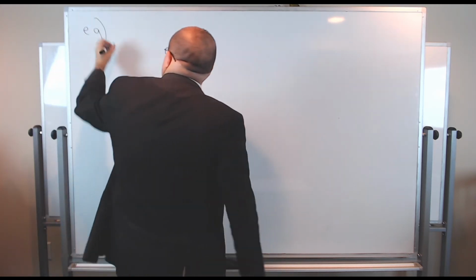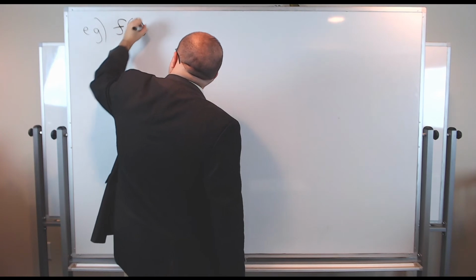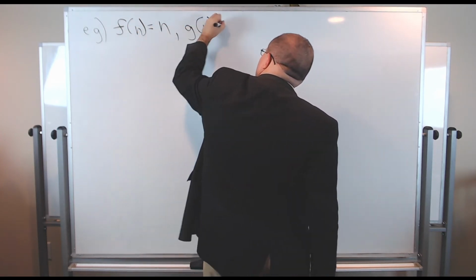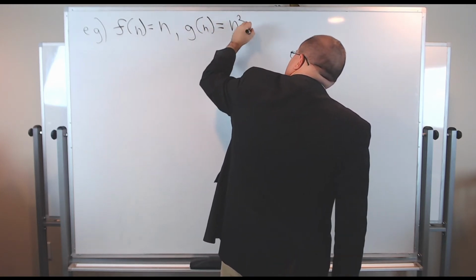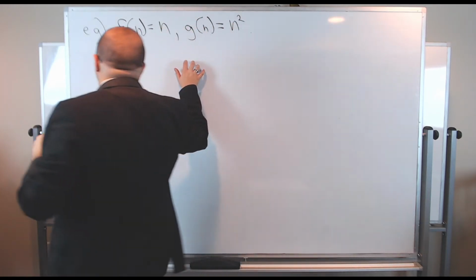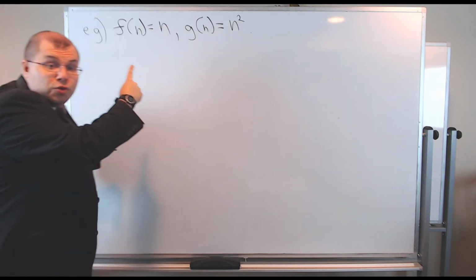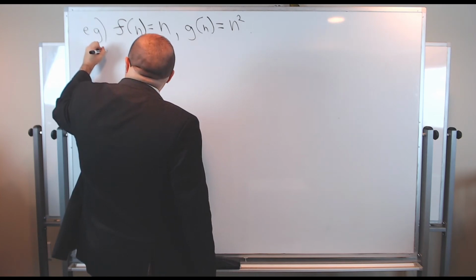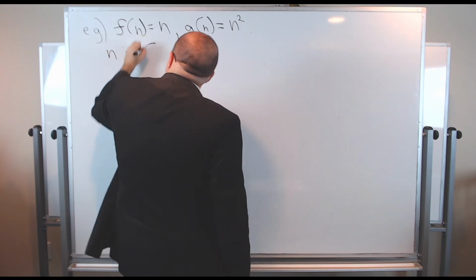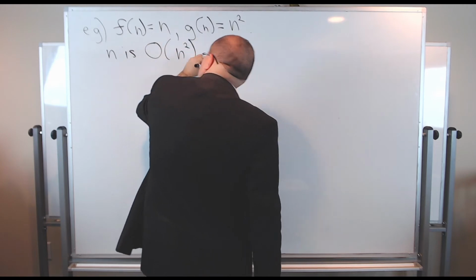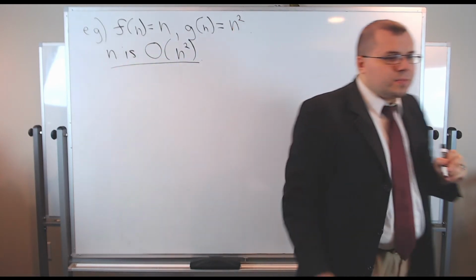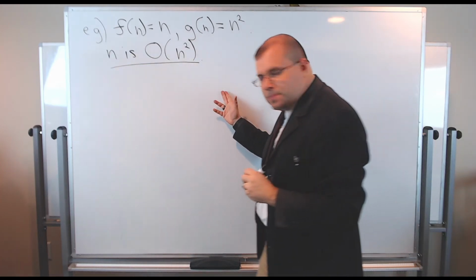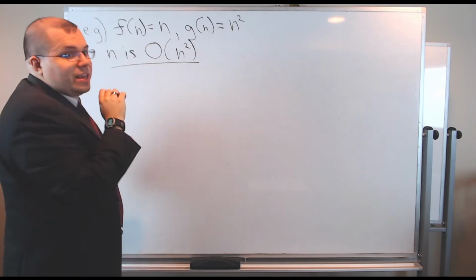So here's an example. Imagine I have f of n is, say, n, and g of n is n squared. We're going to keep things very simple. What do I have to do to prove the following statement? I want to prove that n is big O of n squared. How am I going to prove this? Well, I use the formal definition of big O.